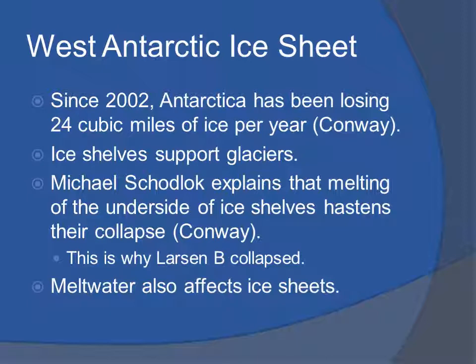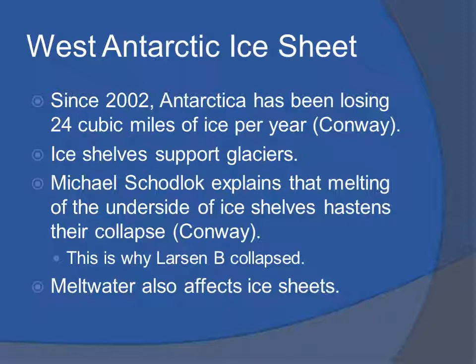Another thing is that ice shelves work as support structures for glaciers on land and keep them from flowing off the continent. As Michael Shodlock explains, when the underside of an ice shelf makes contact with the relatively warm ocean, it begins to melt and hastens their collapse. This is one reason why Larsen B collapsed, which was the ice shelf covered in An Inconvenient Truth.